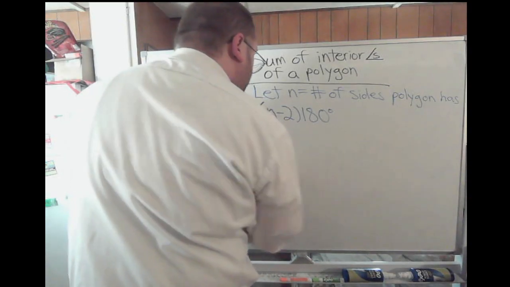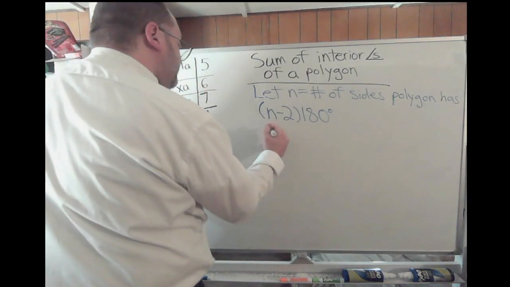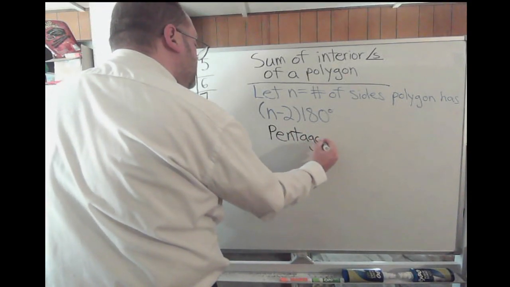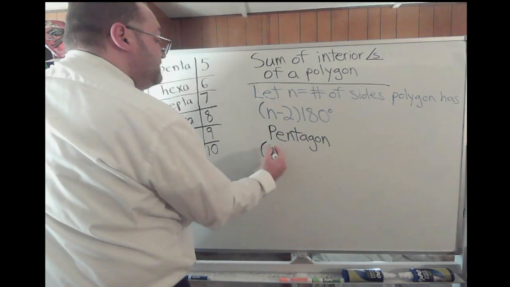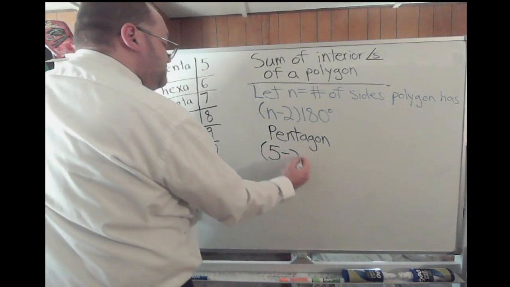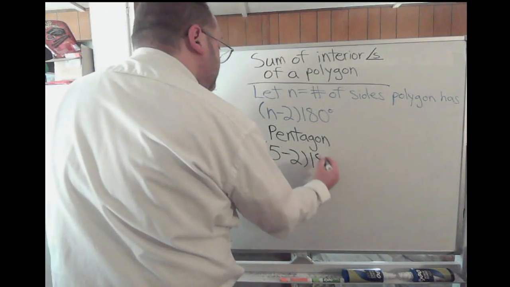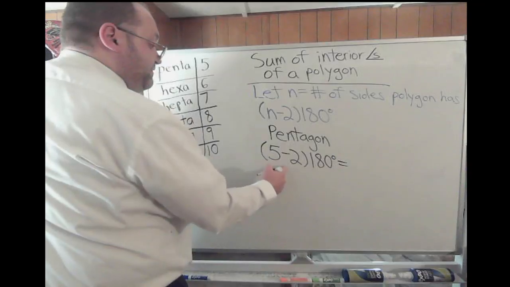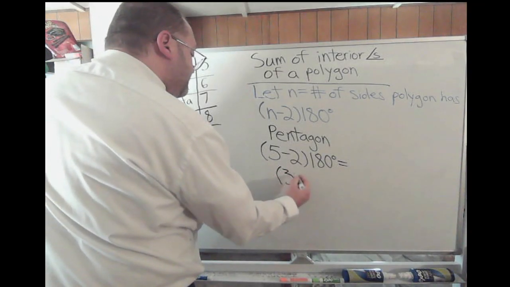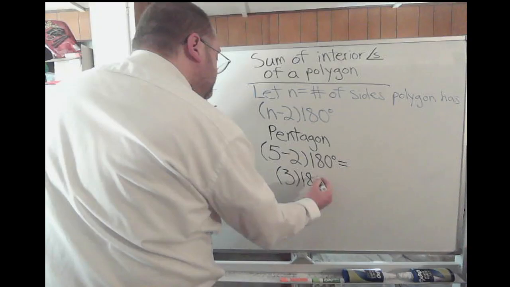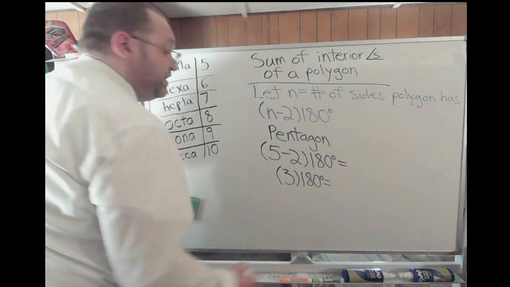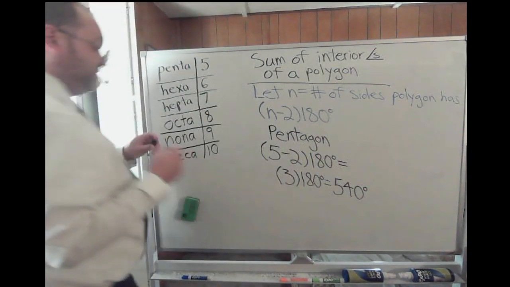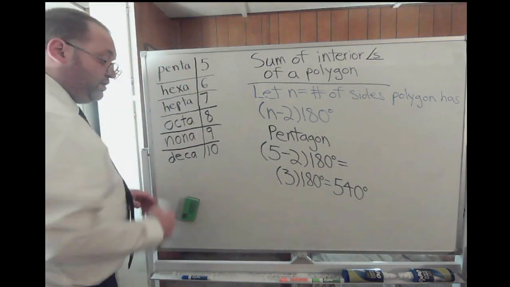Alright, so this begs the question, what about a pentagon? What's the sum of the interior angles of a pentagon? Let's do a pentagon. A pentagon has 5 sides. You subtract 2 from that. You're going to multiply that quantity times 180 degrees, which means 5 minus 2, that's 3. You'll take 3 times 180 degrees, which should give you 540. So the sum of the interior angles of a pentagon is going to be 540 degrees.